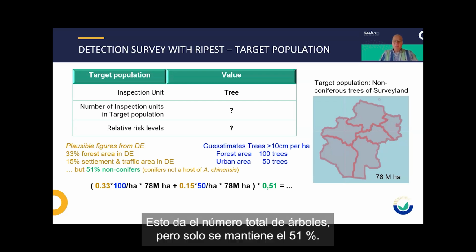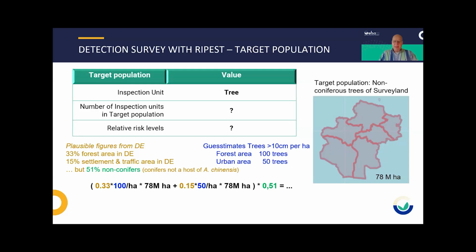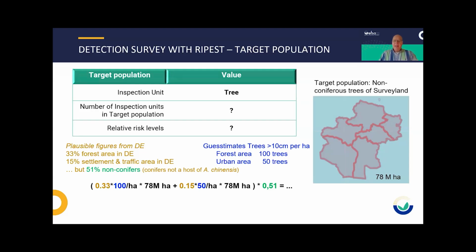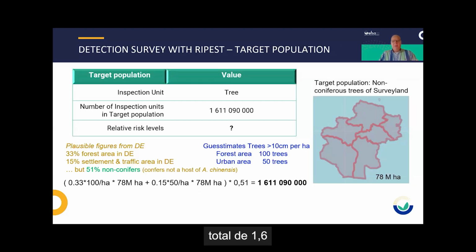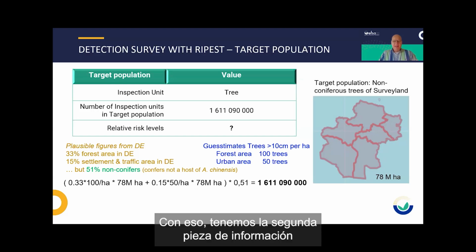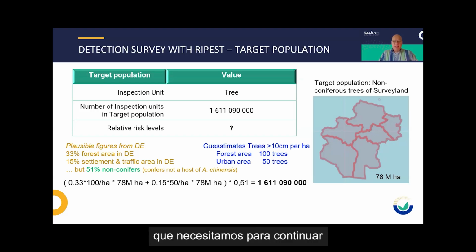This is the total number of trees from which we only want to maintain 51%. This is the 0.51 that we multiply at the end to end up with the impressive number of 1.6 billion trees in Surveyland. So with that, we have the second information that we need, and we can turn next to the quantification of the risk levels.